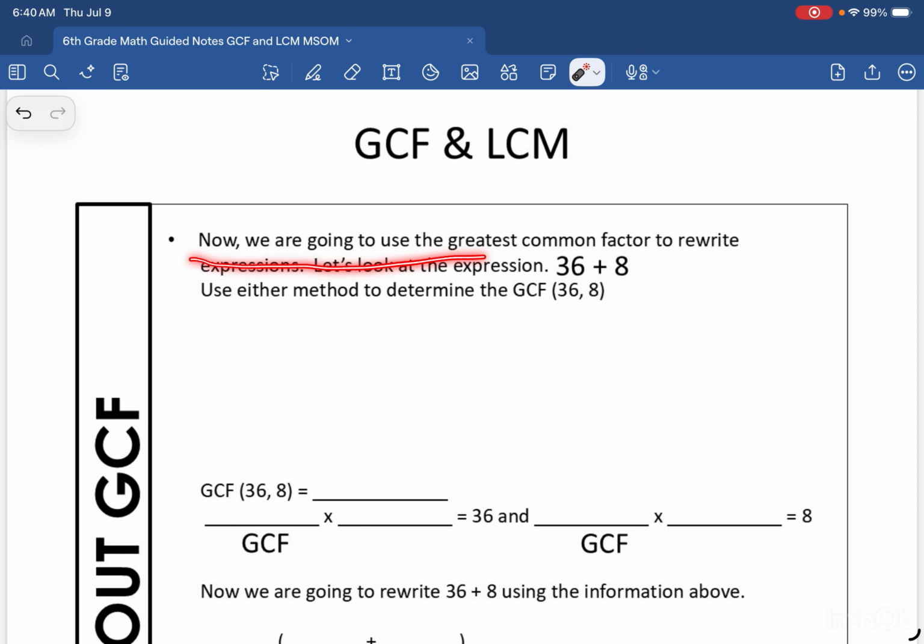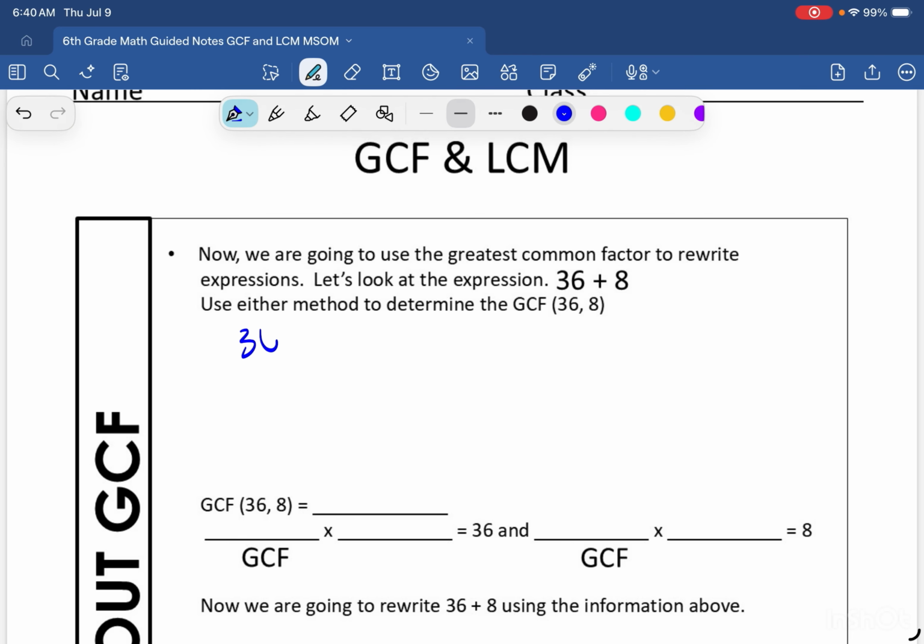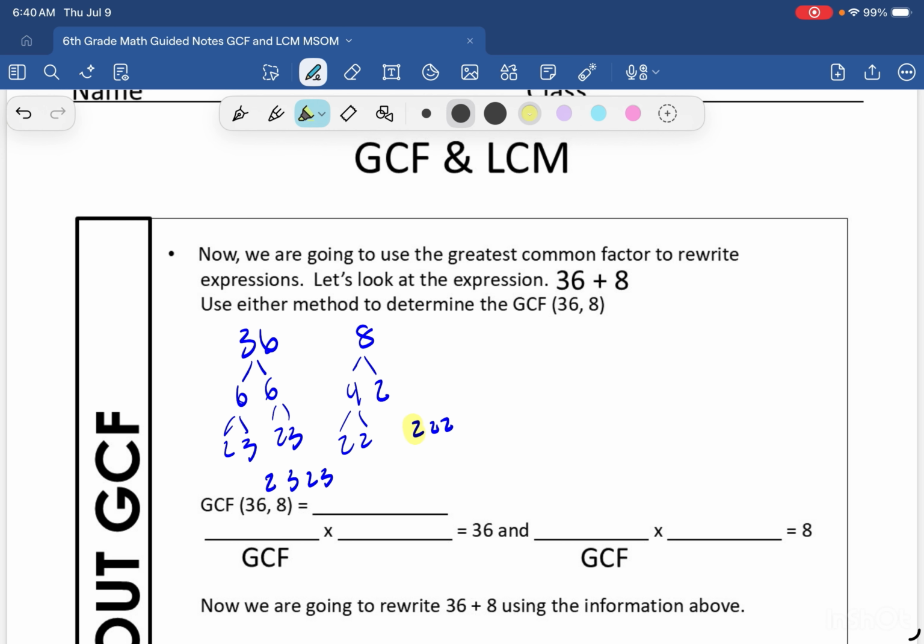Now we are going to use the greatest common factor to rewrite expressions. Let's look at the expression 36 plus 8. Use either method to determine the greatest common factor of 36 and 8. Let's use the tree method. If you want to use the other one, that's fine. So 8, I almost have memorized at this point, but it's 2, 2, and 2. And then 36, I have 6 and 6, which both go down to 2 and 3. So my factors are 2, 3, 2, 3. The pairs of common factors would be a pair of 2's and actually another pair of 2's. So 2 times 2 is 4. The greatest common factor of 36 and 8 is 4.